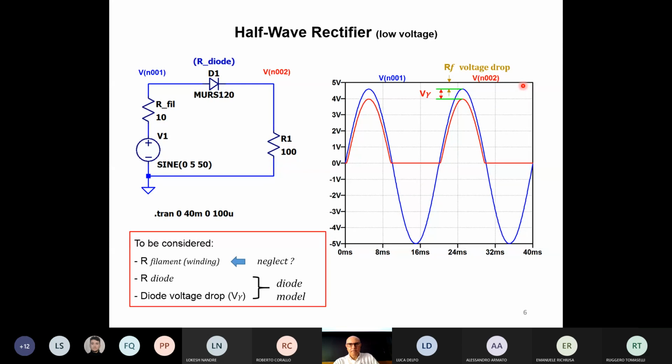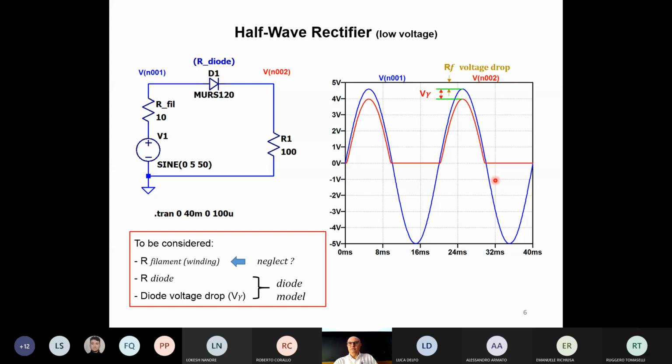Okay, this is the same as before, but here I have added two parasitic effects. Basically, I'm considering the diode voltage drop, but also the winding drop. Because we have a resistance in the secondary winding of the transformer, if I want to take it into account, I have to put an equivalent resistance in series with the generator. So if you add the two effects, you will get this plot here.